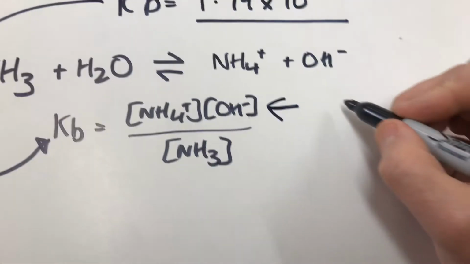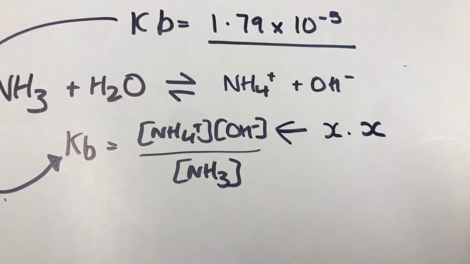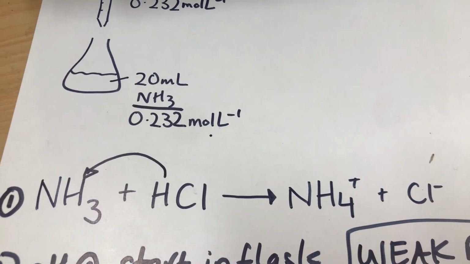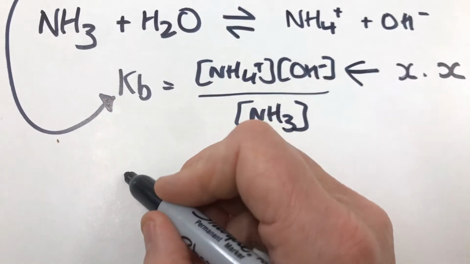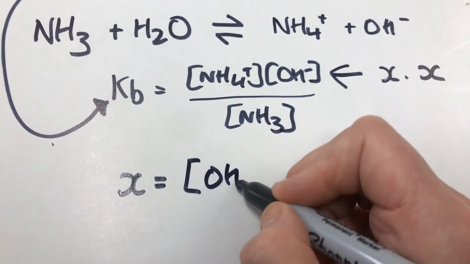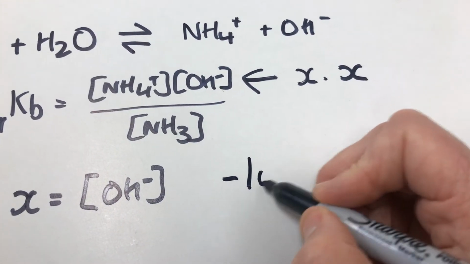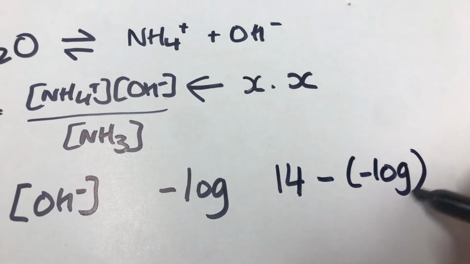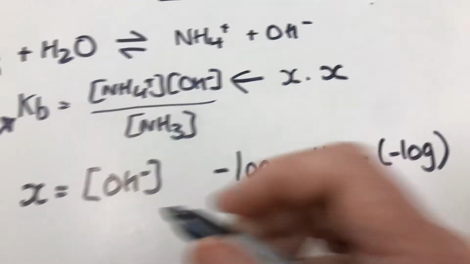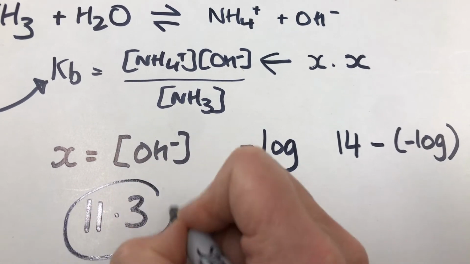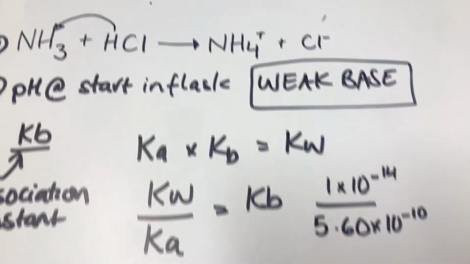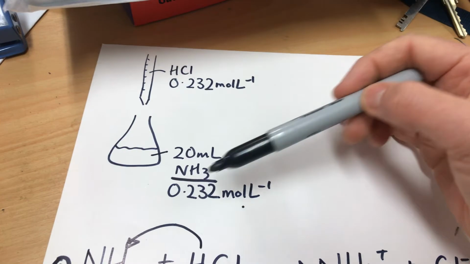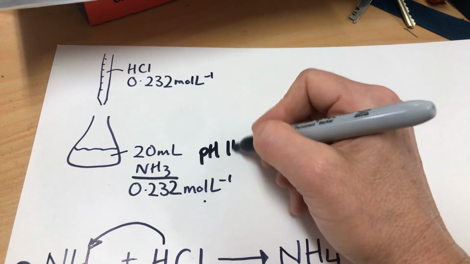I'm going to make the assumption that these are the same, x times x. And my concentration of NH3 is here, 0.232. Right? So if I make those substitutions and solve for x, that's going to give me my OH minus. And then I need to negative log that and subtract it from 14. Right, and that gives me my first answer of 11.3. Right, so that tells me all that work, quite a lot of work there. That tells me that before I start titrating, the pH in here is going to be 11.3.